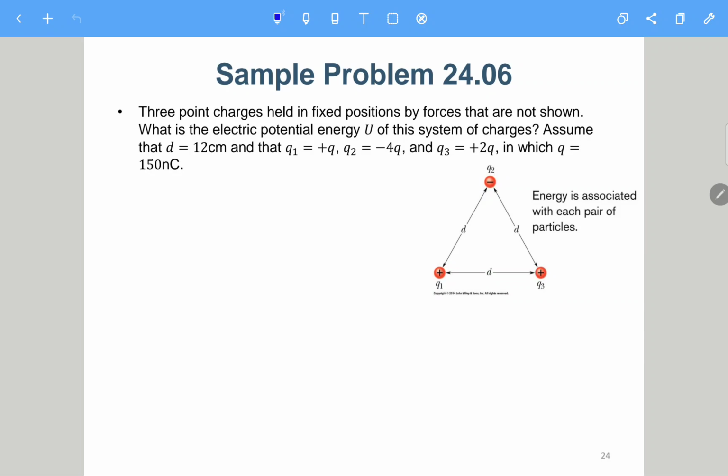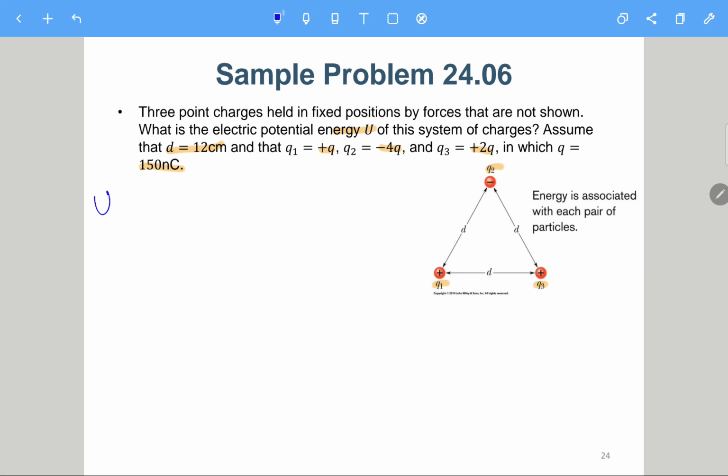So we have a sample problem. Here, three point charges Q1, Q2, and Q3 are held in fixed positions by forces that are not shown. What is the electric potential energy U of this system? Assume that d equals 12 centimeters, and Q1, Q2, Q3 equal plus Q, minus 4Q, plus 2Q, where Q is 150 nanocoulombs.